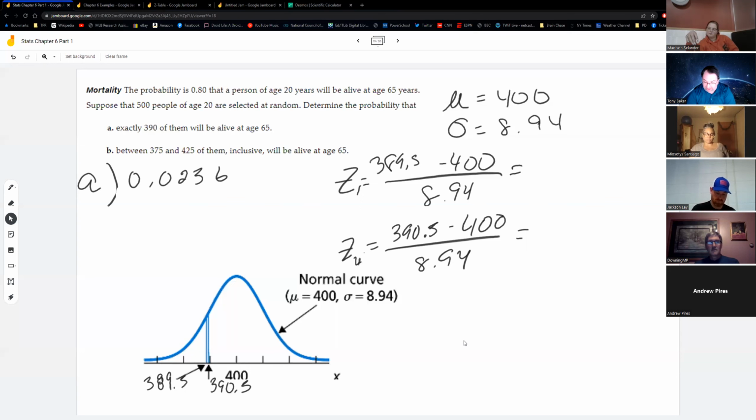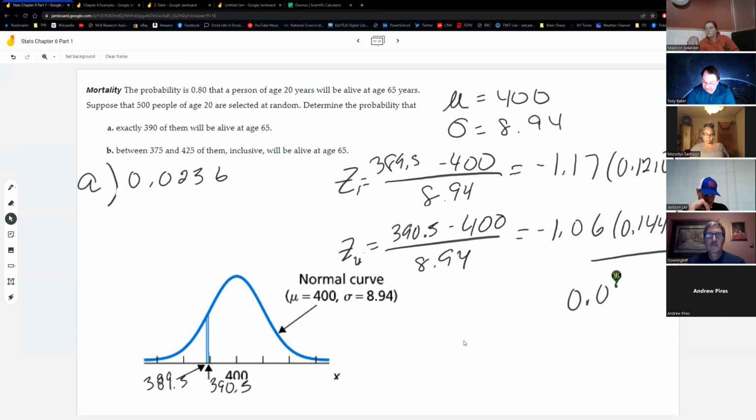So this one comes out to be 0.1210, and this one comes out to be 0.1. Oh, not 0. That's not the right answer. Hold on. Negative 1.17 and negative 1.06. So my area is 0.1210 and 0.1446. And if I subtracted those, I get 0.0236, which is exactly what I could have gotten.